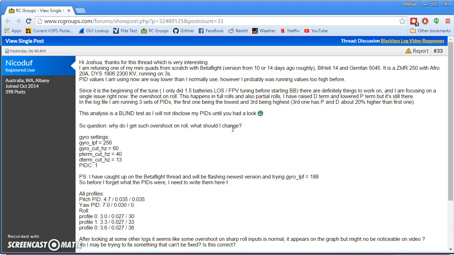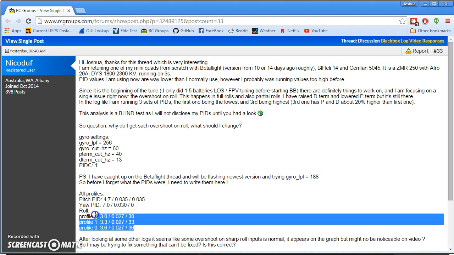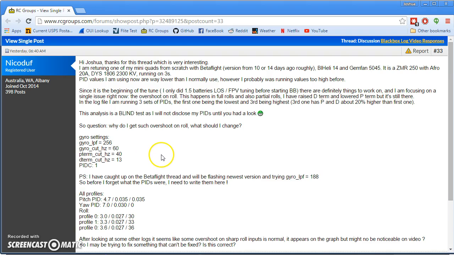We've got a post here from Nicoduf asking about overshoot on roll. And Nicoduf, you said it was a blind test and you would not disclose your PIDs, but then I think you must have edited the post to put the PIDs in. So, well, you've given it away. But anyway, we'll take a look and see what I can come up with.